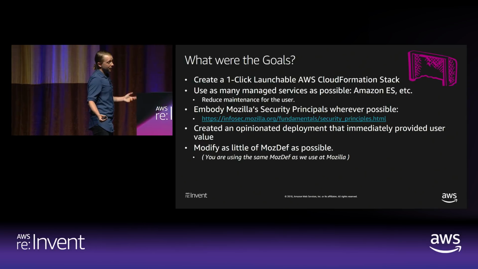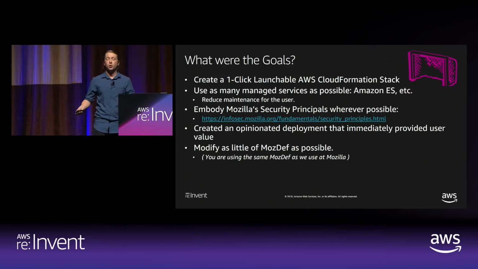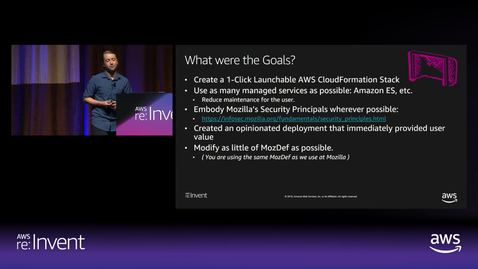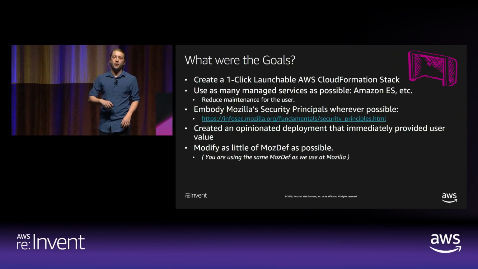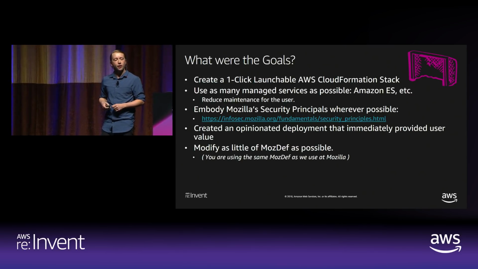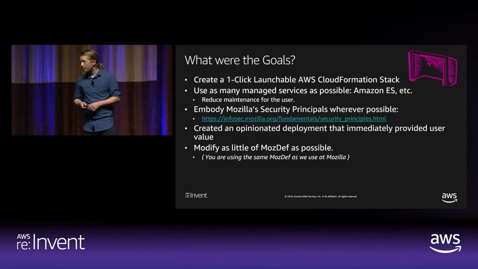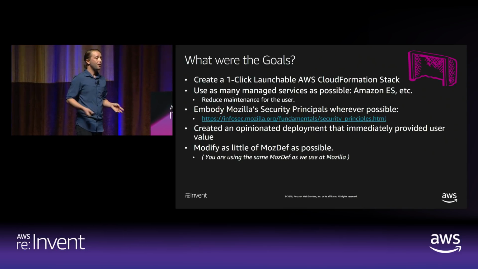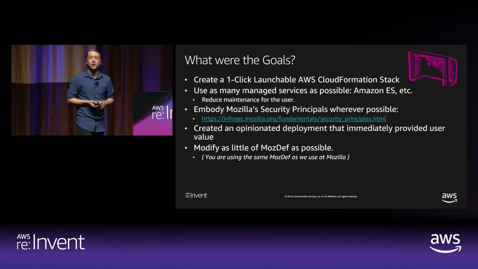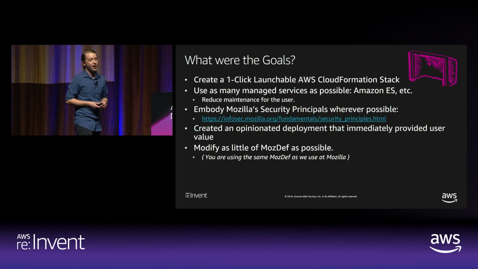The goals of that meeting for us were to create a one-click launchable CloudFormation stack that you could use to deploy a semi-opinionated installation of MozDef and get up and running almost immediately. For that reason, we decided to use as many managed services as possible to reduce the maintenance overhead for small security teams. In this case, we use things like Amazon ES and Elastic File System for durable data. We also wanted this to embody Mozilla's security principles whenever possible. If you've never seen our security principles, they're on infosec.mozilla.org, and it's an excellent list of criteria for vetting projects or products.